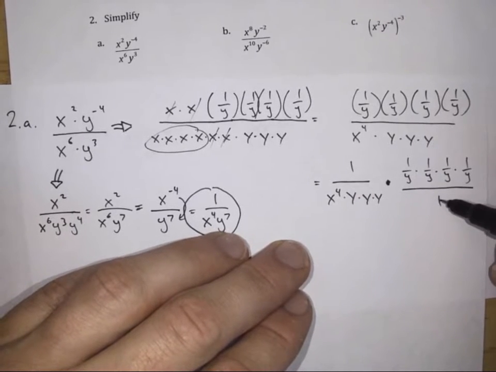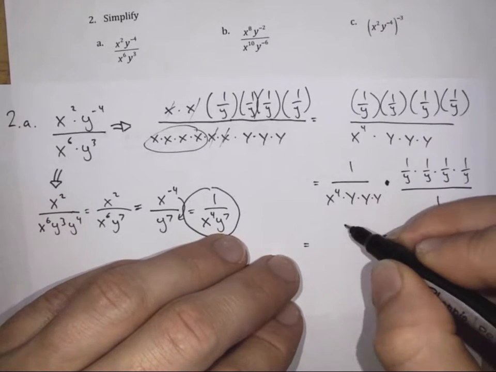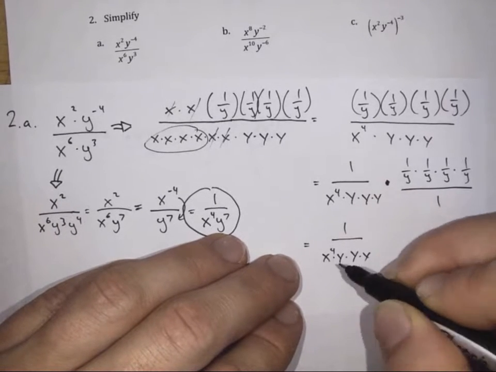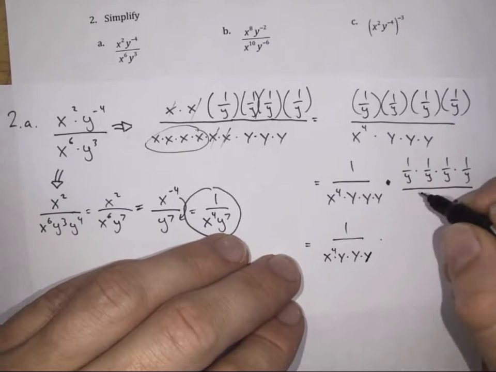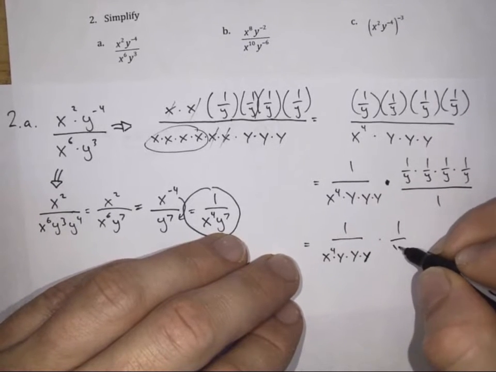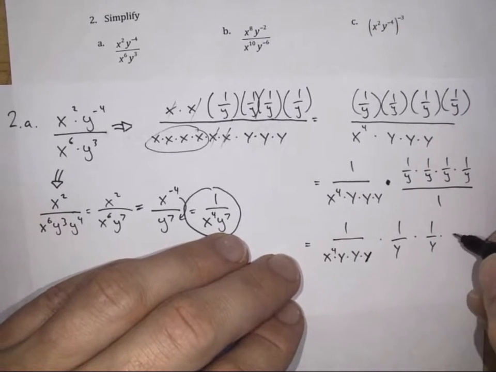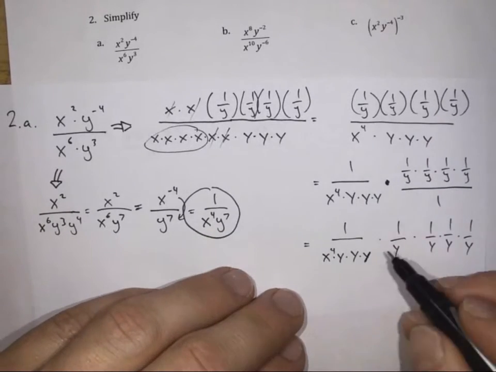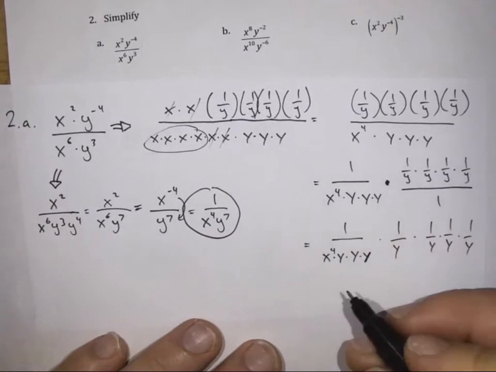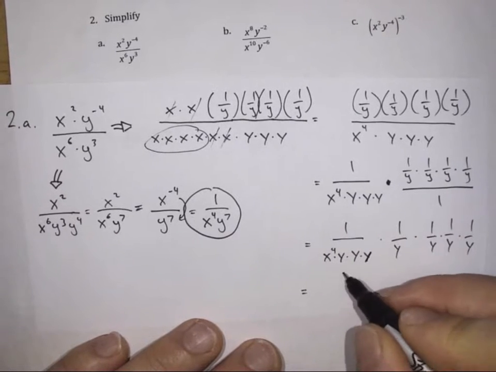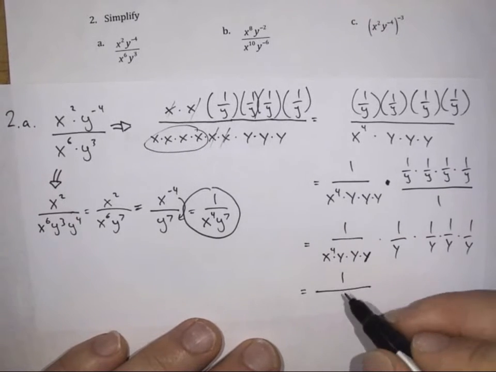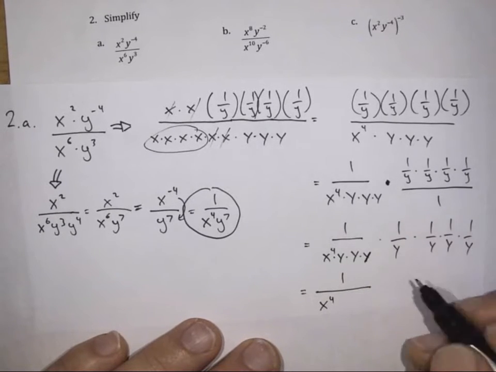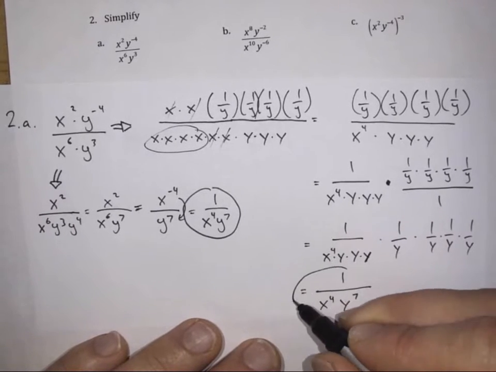Now, you'd probably also recognize that when you have something over 1, it doesn't actually add anything to the information, so you can actually rewrite that. It's x to the power of 4 times y times y times y times, I could actually write that as 1 over y times 1 over y times 1 over y times 1 over y. So what we see here is just this long multiplication, so I could express 1 times 1 times 1 times 1 times 1 as 1 on the top, x to the power of 4, and we have 1, 2, 3, 4, 5, 6, 7, y to the power of 7 here.